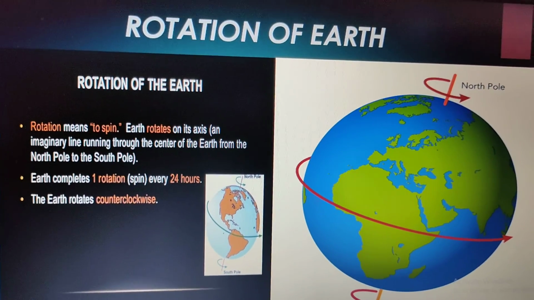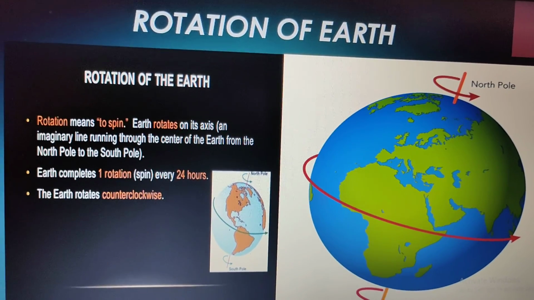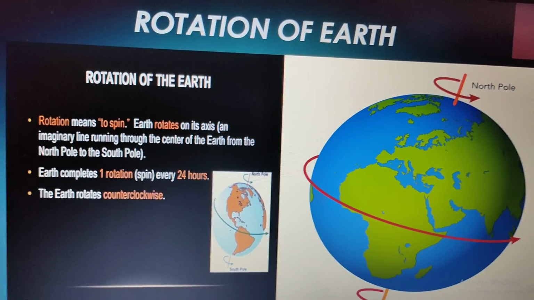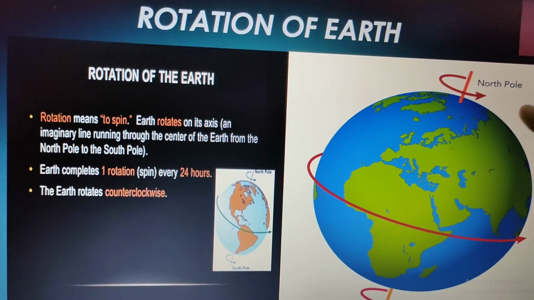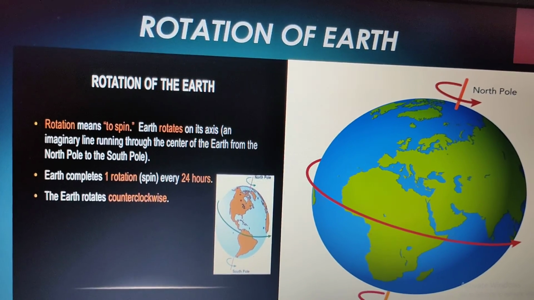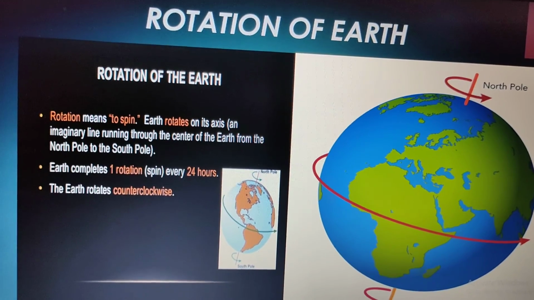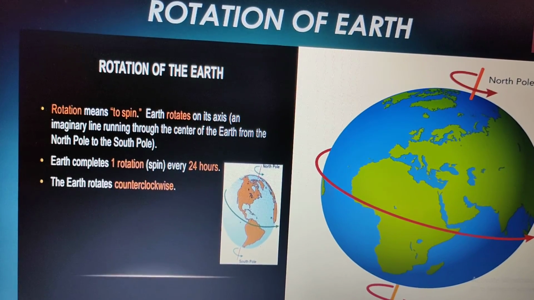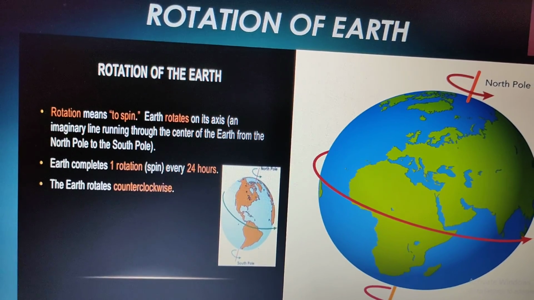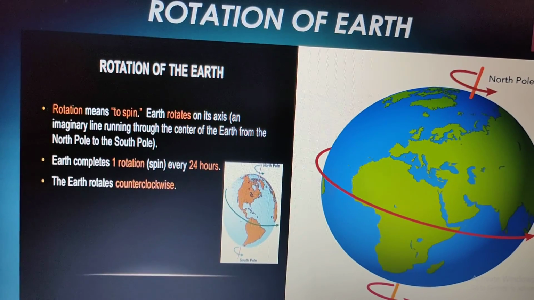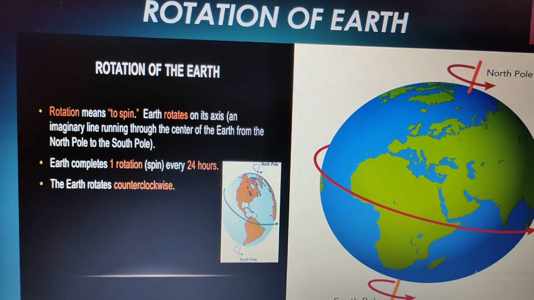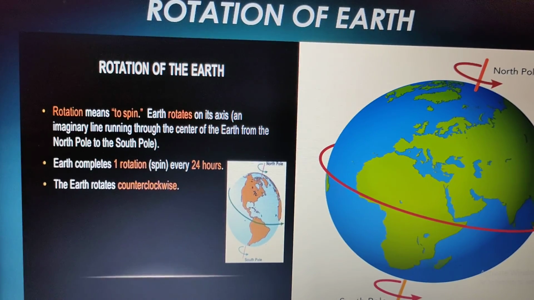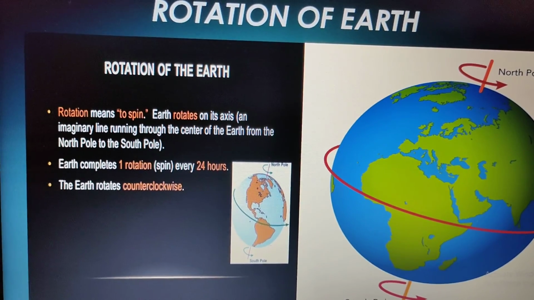Rotation of the Earth. Rotation means to spin. Earth rotates on its axis, the imaginary line running through the center of the Earth from the North Pole to the South Pole. Earth completes one rotation every 24 hours. The Earth rotates counterclockwise, or anticlockwise, and the rotation causes day and night. The portion of the Earth which faces the sun has day, and the portion which is away from the sun has night.